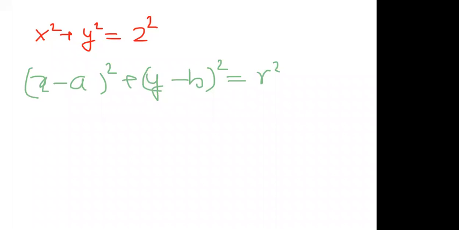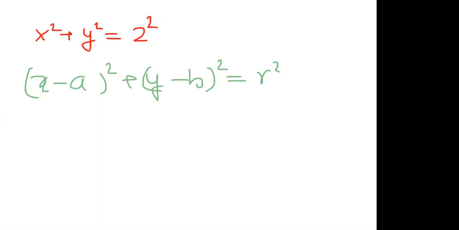(x − a)² + (y − b)² = r² was the equation at that time, and the same will remain forever. So this is the equation of the circle.